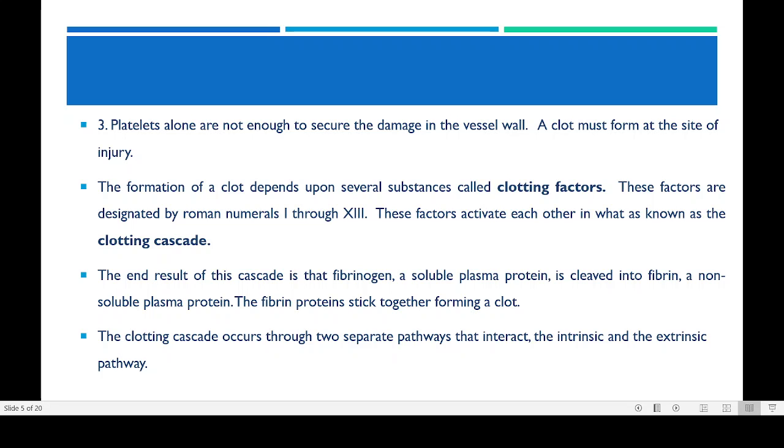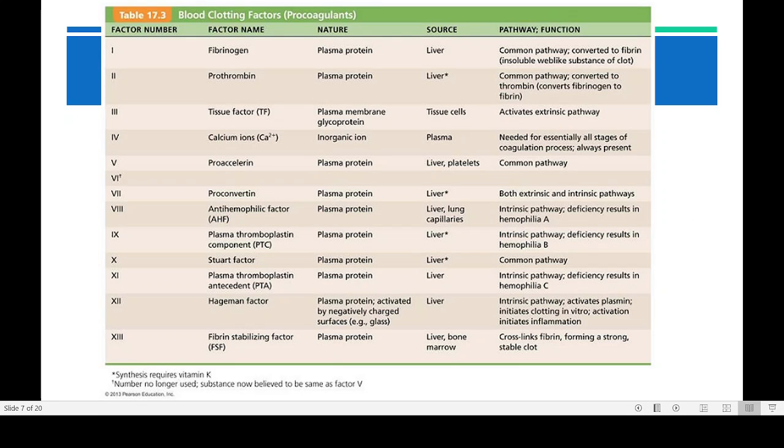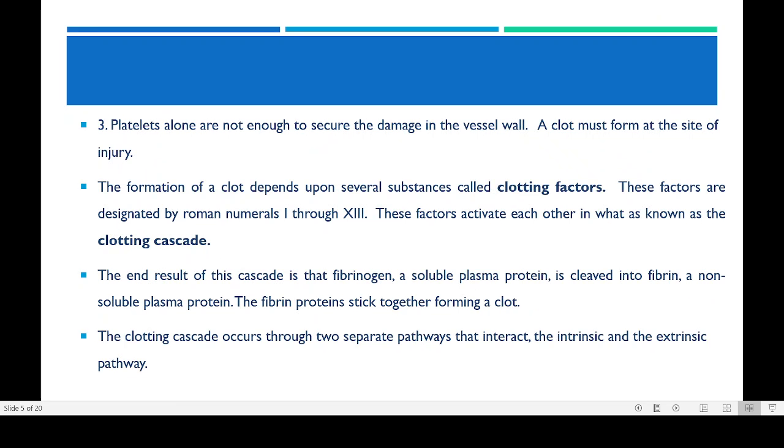And these clotting factors are usually given numbers 1 to 13. That is clotting factor 1, clotting factor 2, like that up to 13 clotting factors are there. Here you can find the list of the different clotting factors. The first clotting factor is fibrinogen, the second is prothrombin, and the last one is the fibrin stabilizing factor. So there are 13 proteins which are helping in the process of clotting. Most of these clotting factors are produced in the liver, and some are also produced in the plasma.